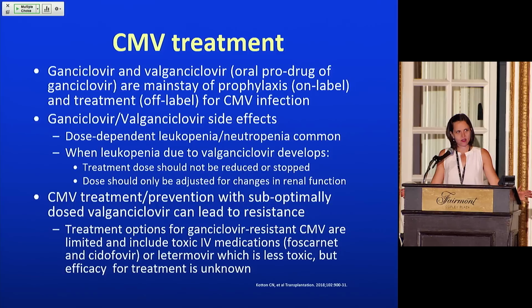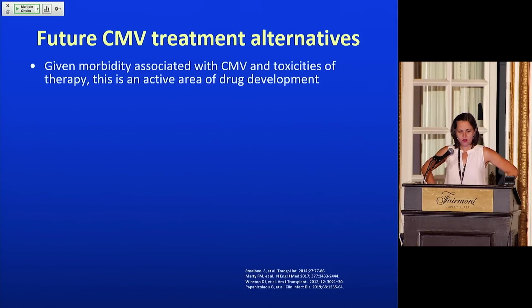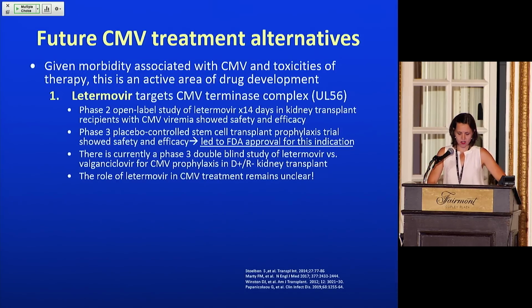The other drug out there is letermovir, which we'll talk about. This is a new drug, which sounds great, except it hasn't been studied for treatment. We really don't know how to use it for treatment at all. And so we just don't have enough information about that drug to use it in patients with resistance yet. So given the morbidity associated with CMV and the toxicities, this is a really active area of drug development.